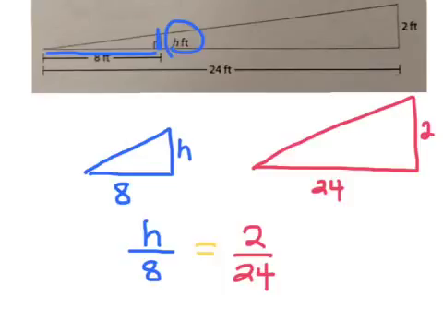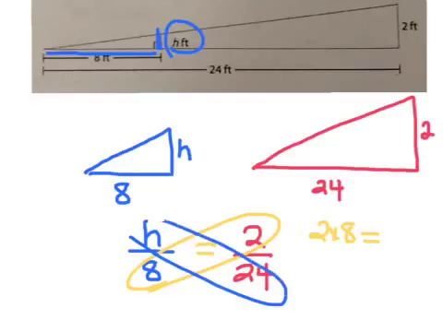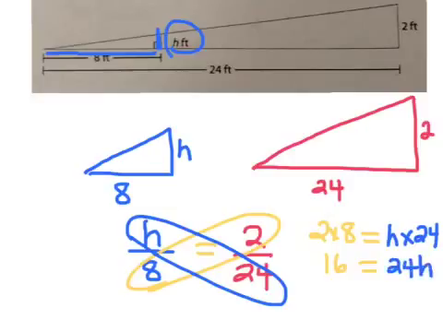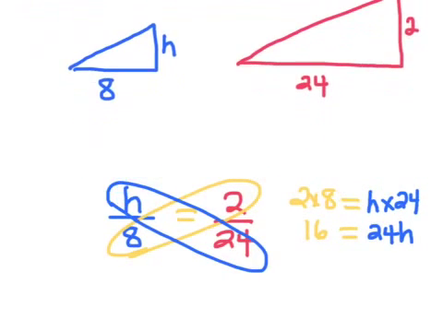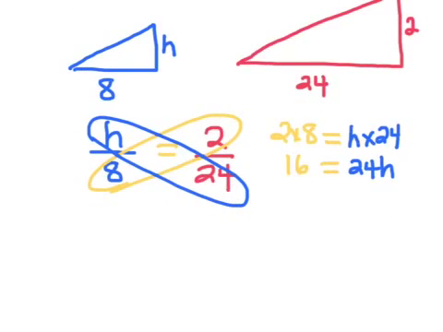So in order for me to solve this one without making any mistakes, I'm going to cross multiply. 2 times 8 should be the same thing as something times 24. 2 times 8 is really easy. That's 16. And then something times 24, I don't know, so I'm just going to say 24H. Now, if I keep working with this, I'm going to scoot that up.